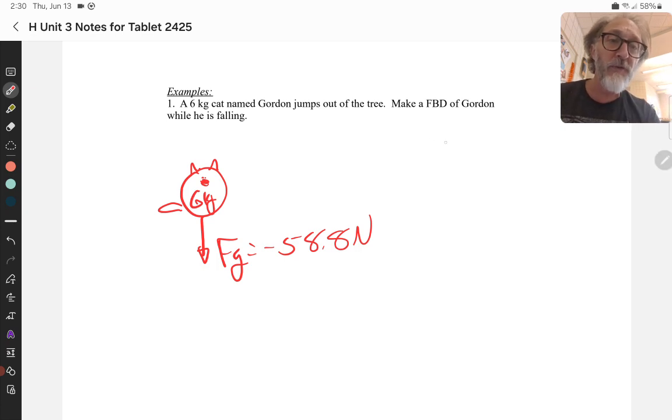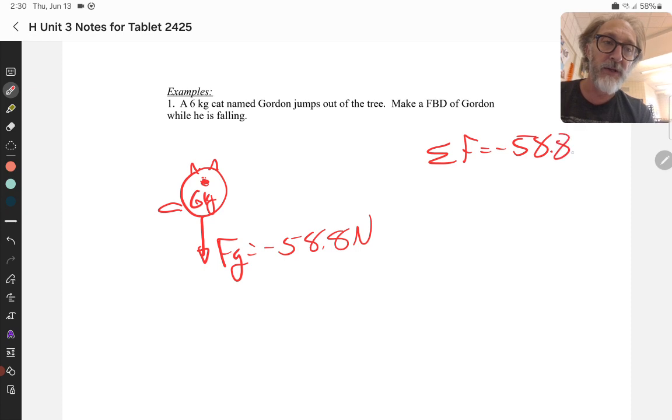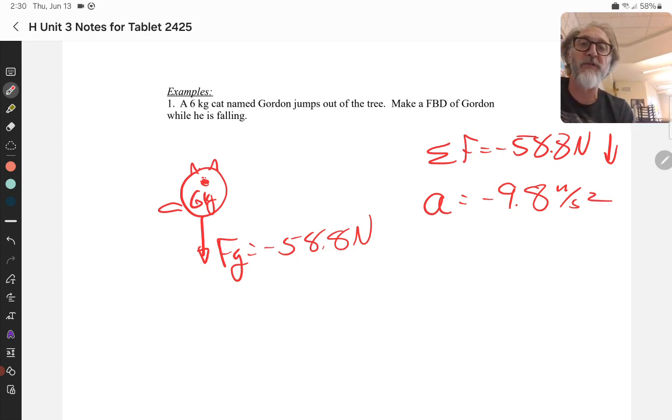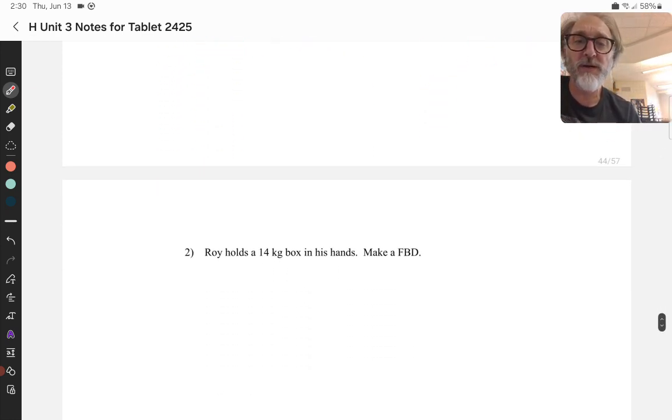So I know all my forces, and now I can find my net force. It's going to be negative 58.8 newtons down, if you want to be picky about it. And so I can find my acceleration. It's just net force over mass, but I already know it's going to be negative 9.8 meters per second squared. So there we go. That's about as easy as they get.